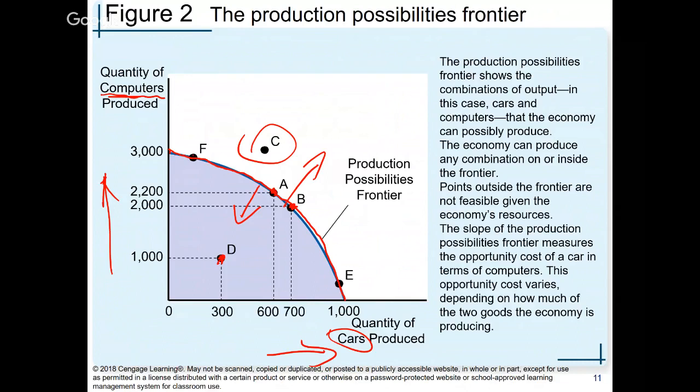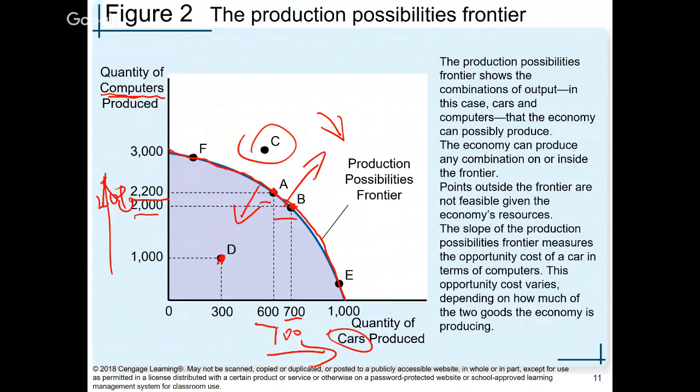And another thing that this graph shows you is the trade-off between each production possibility. So let's compare point A and point B. At point A, you have 2,200 computers and 600 cars. At point B, you have 2,000 computers and 700 cars. So if you go from point A to point B, we increase our number of cars by 100. However, we lose 200 computers. So this trade-off here, that means you gain 100 cars, you lose 200 computers. This is called the opportunity cost.